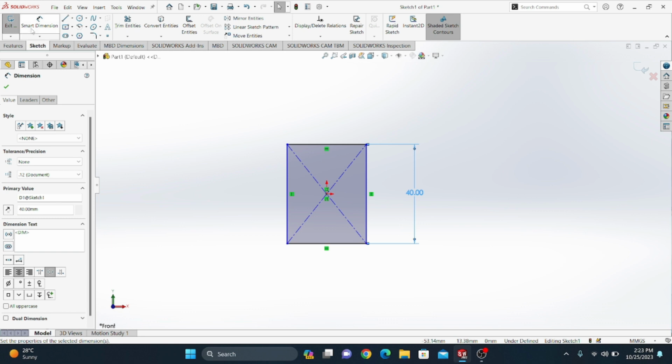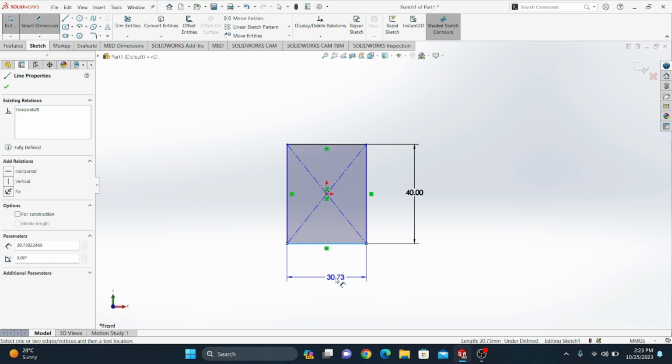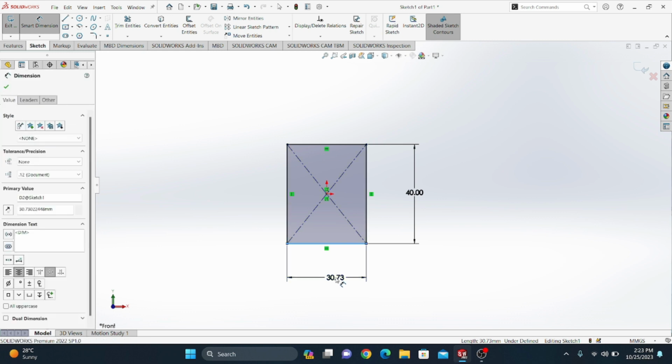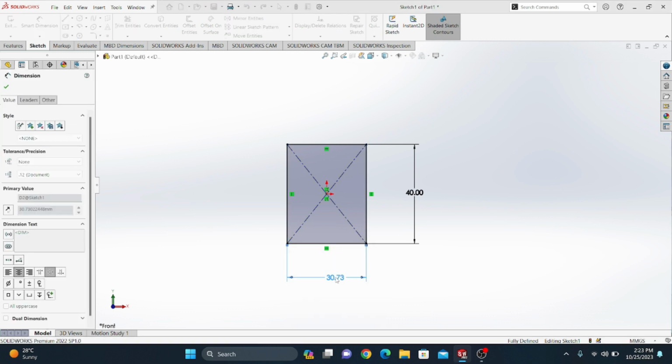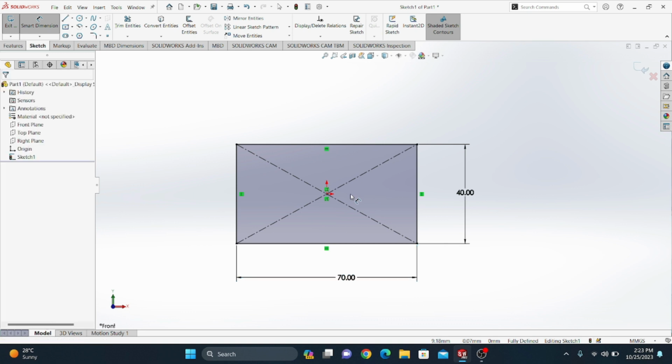Similarly, the same thing happens in the other dimension as well, like 70. So basically what is the function of them? To keep the rectangle in symmetry.